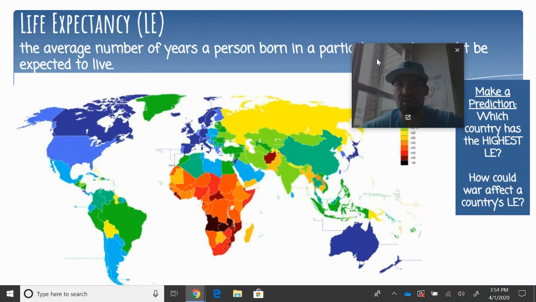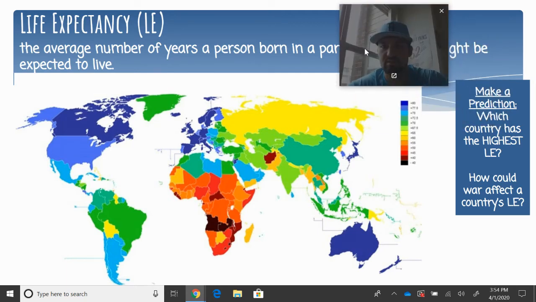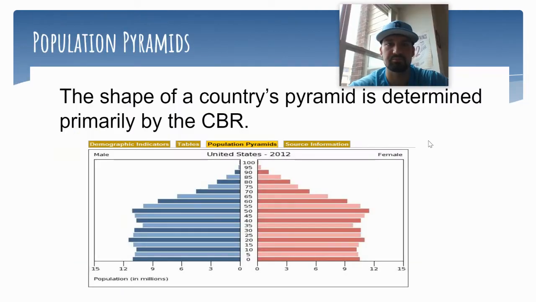And one thing that I want to point out here is maybe how can war affect a country's life expectancy. All right, most of the people going into war are in their 20s, maybe 30s, but mainly going to be in their 20s. And war has death. And when there's death, that changes the life expectancy. All right, so maybe if there's a country that is in the middle of a civil war that's killing a bunch of 20 to 30-year-olds, that life expectancy is going to get dramatically lowered.